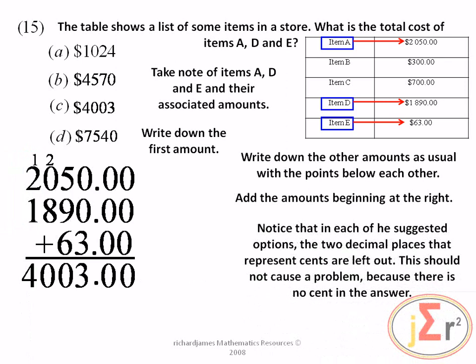Notice that in each of the suggested options, the 2 decimal places that represent cents are left out. This should not cause a problem because there is no cent in the answer. So notice that the decimal places are left out of the answer. Of course, here we do not have any cent at all. 0 cents. Therefore, we are sure that if we leave out the cents in the answer, then we would have done the correct thing. So the correct answer is therefore option C.